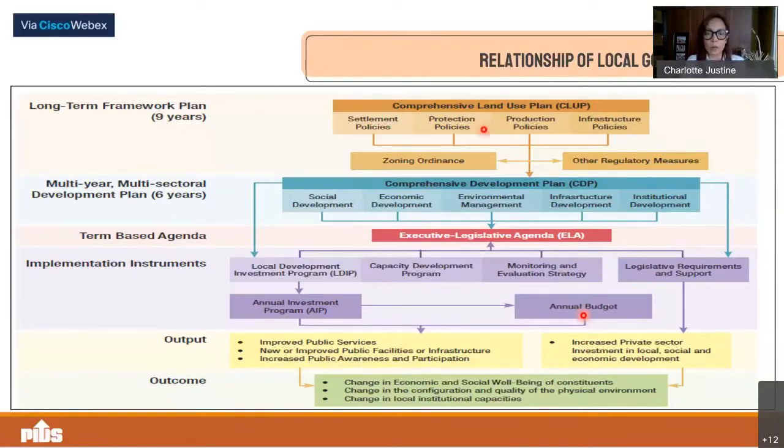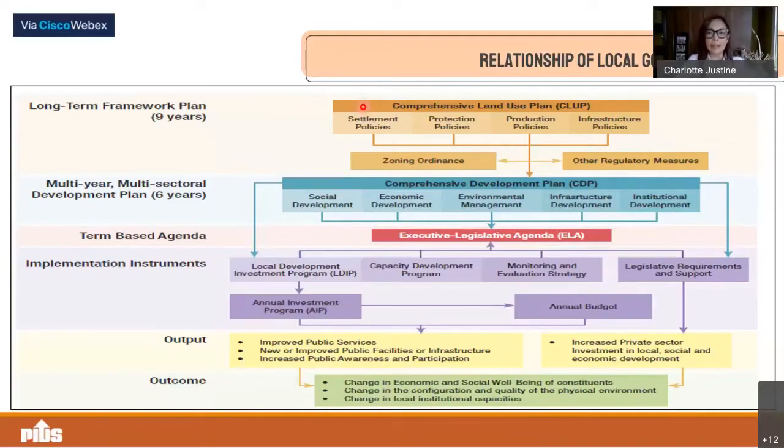Now, if you could please bear with me, I'd like to share briefly the results of our survey of the baseline study, Local Government Support Fund Assistance to Municipalities. We asked municipalities that we surveyed if they had the comprehensive land use plan, if they had a CDP, and if they had an LDIP. And interestingly, about 91.3% of the municipalities we surveyed said that they did in fact have a CLUP.